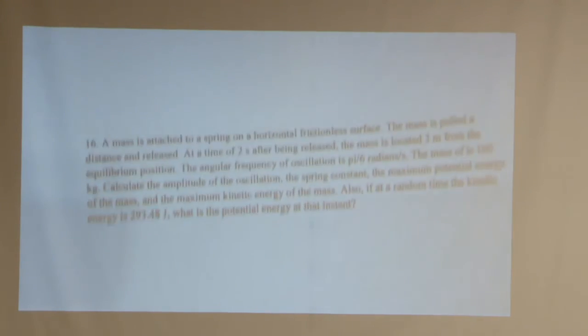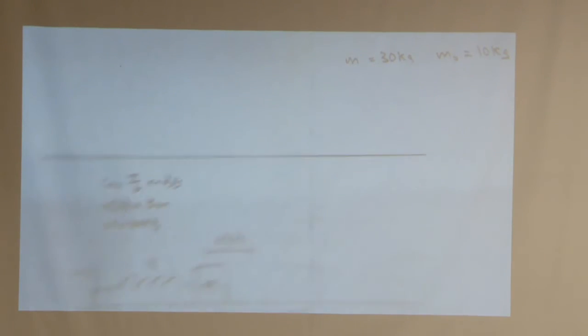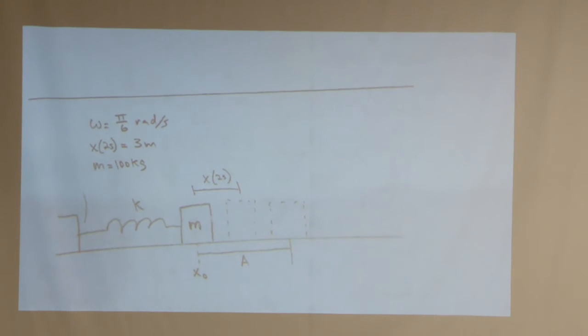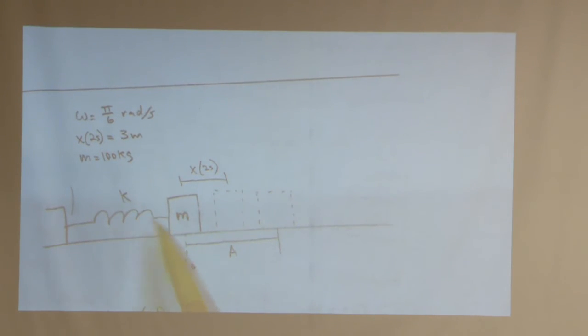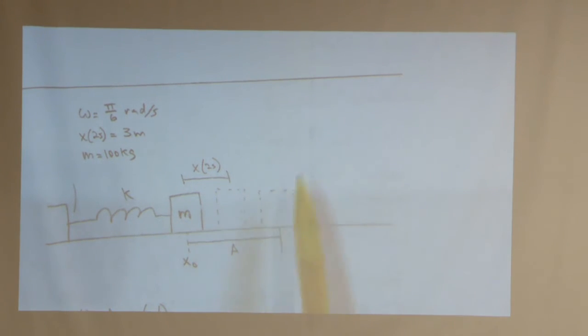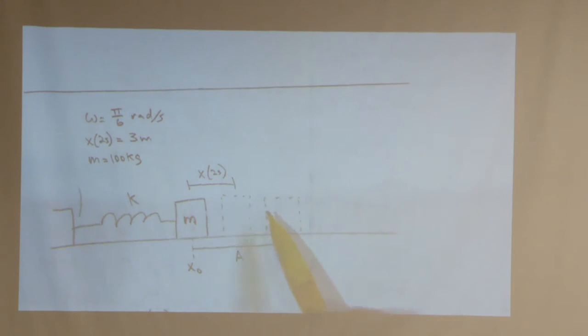So we're going to look at this. So this is what the problem looks like. This is the mass and the spring at equilibrium. And what I'm going to do is I'm going to pull it over to a distance, and then I'm going to let go of it, and it's going to start oscillating. All right. Now the problem gives us that when I pull it over here and I let go of it, after 2 seconds of letting go, it's going to be located a distance of 3 meters from the equilibrium position. All right. So the first question is to find the amplitude.